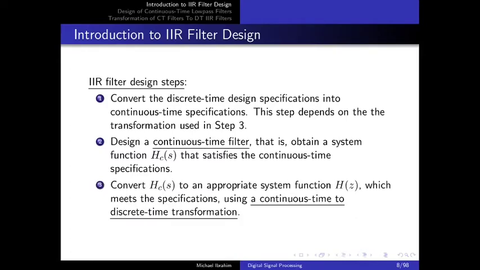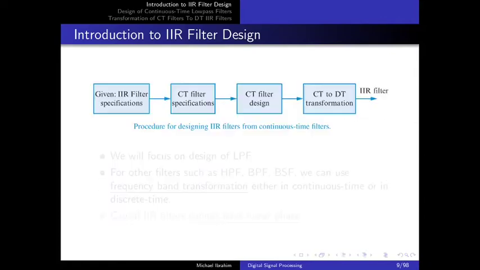The third step is to convert this continuous time filter, H continuous of S, into a discrete time filter, H of Z. And this is done using a continuous time to discrete time transformation. And there are two types of continuous time to discrete time transformations. One is called the impulse invariance transformation, and the other one is called the bilinear transformation. We will talk about them later on.